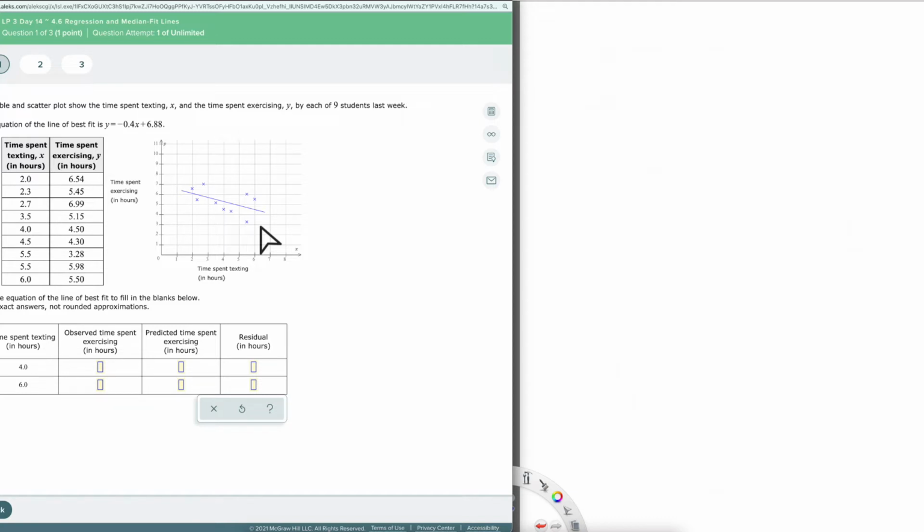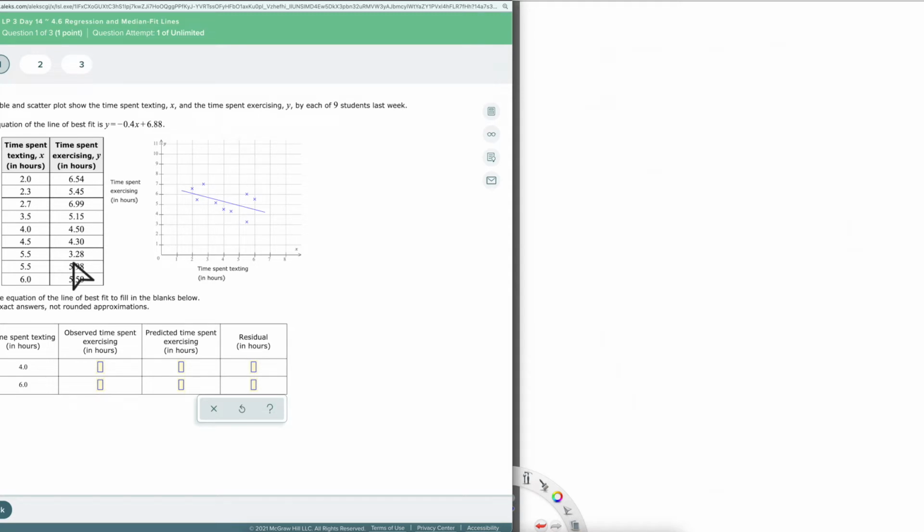Okay, so we have this table. It shows us the 9 students and all their information. So 2 hours texting, they spent 6 hours and 54 hundredths of an hour exercising. And then we can go down the chart here and see. These 2 spent the same amount of time texting, but one exercised a lot longer than the other. So it's not a direct relationship there. There's somewhat of a relationship here, because we have the same hours texting but different hours exercising. So that's individuality, right? That depends on the person sometimes.